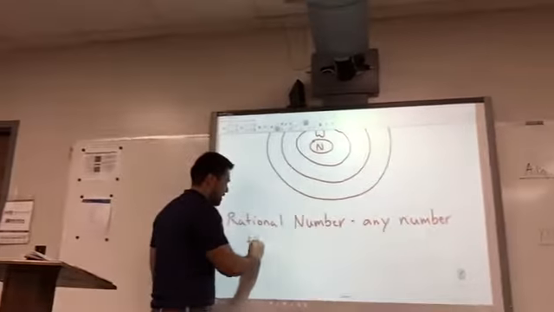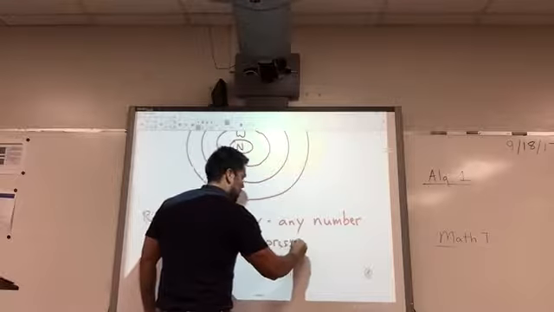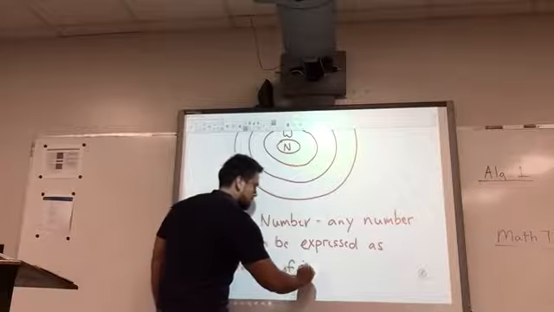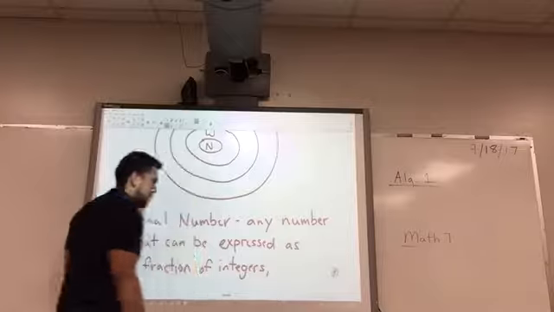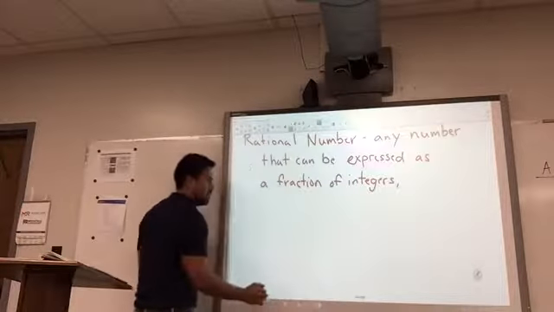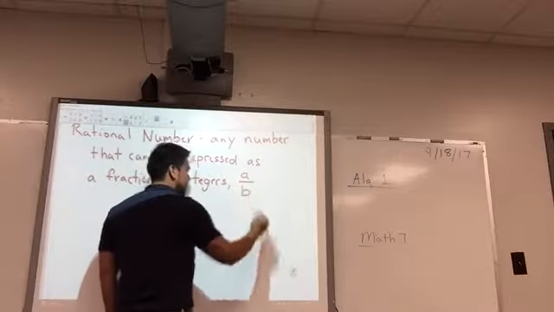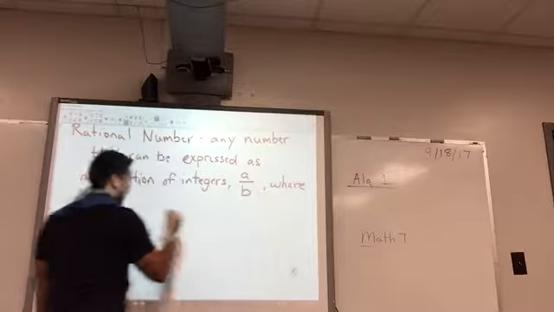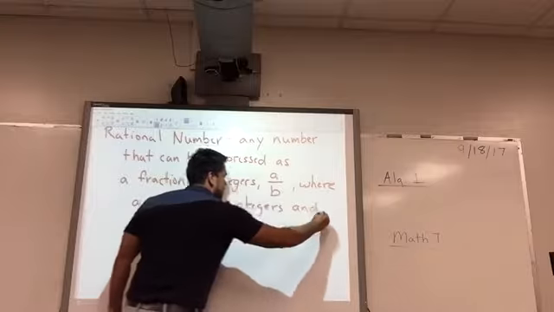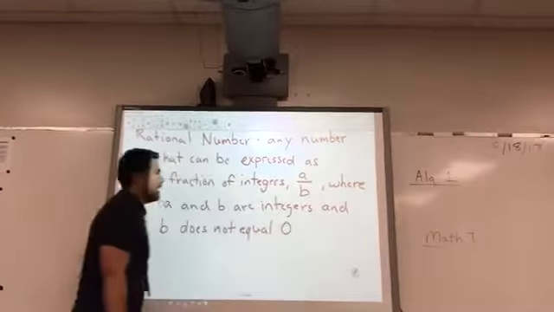No, it says any number that can be expressed as a fraction of integers. I'm rewording this a little bit differently, but we'll go back and forth between the two. So any number that can be expressed as a fraction of integers. And actually, this will clarify it: in the form a over b, where a and b are integers and b does not equal 0. Man, that's a lot.